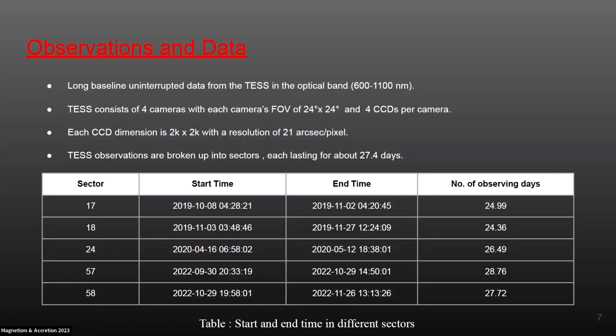Okay. So as you can see in the table, we have data from 5 sectors, that is 17, 18, 24, 57 and 58. Sectors 17, 18, and 24 are a little bit old data, from around 2019 and 2020, whereas sector 57 and sector 58 are pretty new, observed in October and November of the previous year.